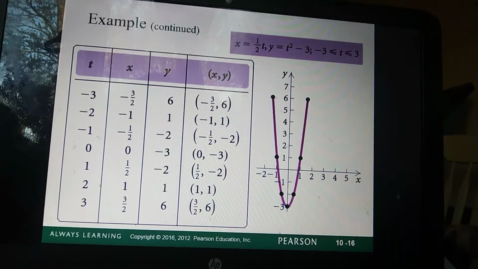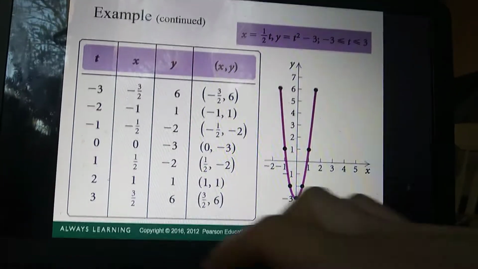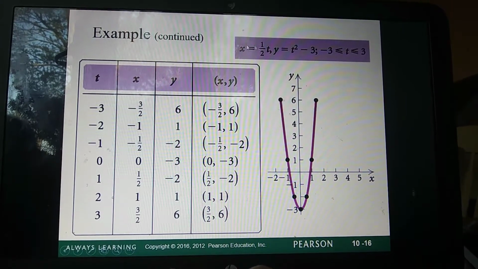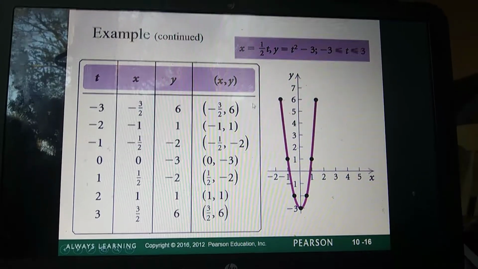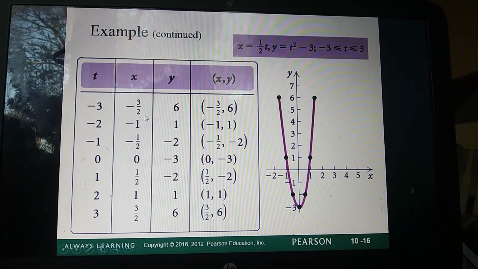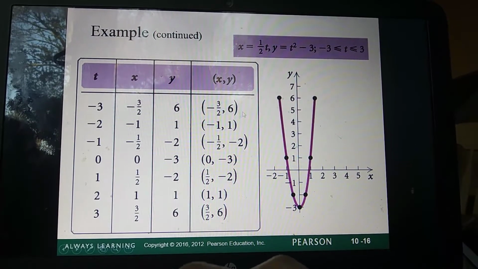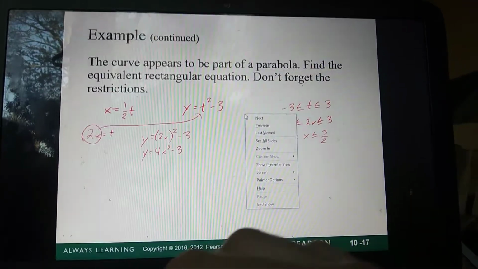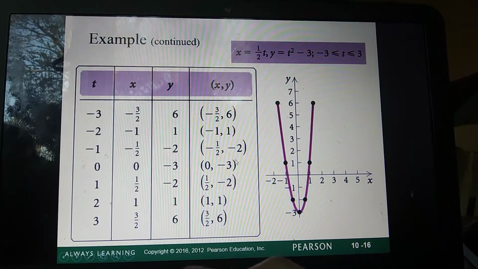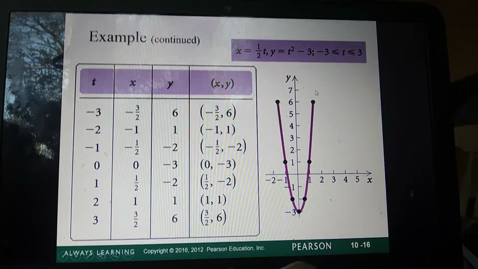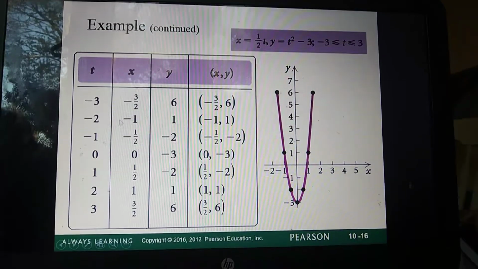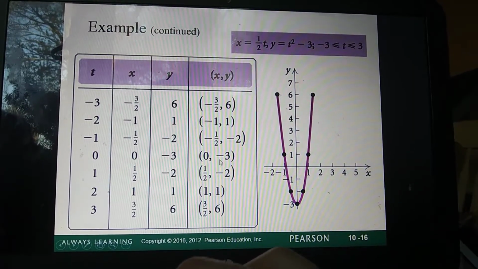This sets up a nice little chart for us to see. All these values of t, we plug into our x expression, which is 1/2 t, and into our y expression, which is t squared minus 3. As we do that, we get x, y points. Notice how we get these points. We can plot these points, and we get something that truly looks like a parabola. That's how you would go about graphing it if it was in parametric form.